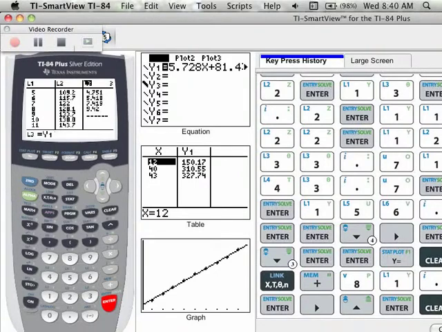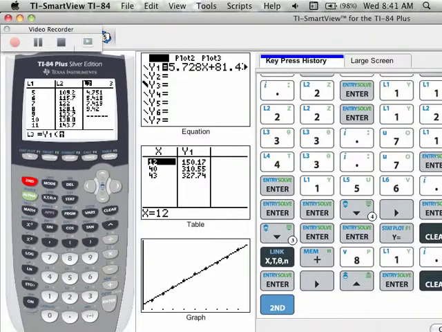And what this has done is it's said that my L3, my list number 3, is going to be using the prediction equation. And the things that I'm going to plug into that prediction equation are the things from list number 1. So I do parentheses, list number 1, parentheses, and then enter.